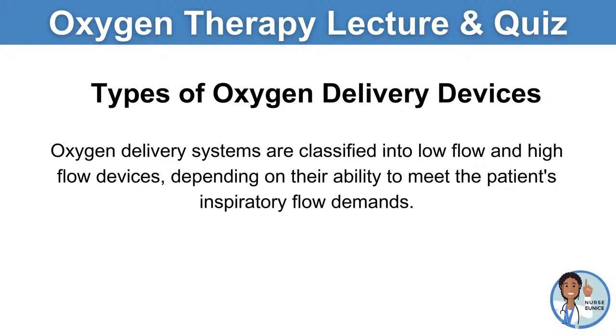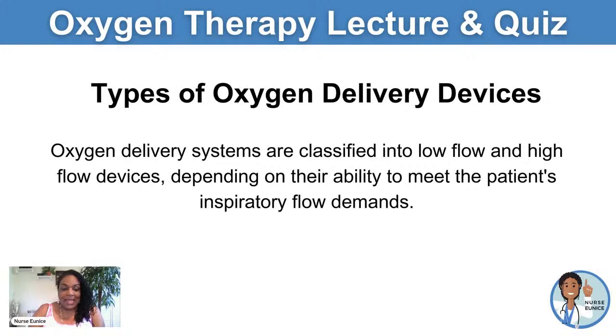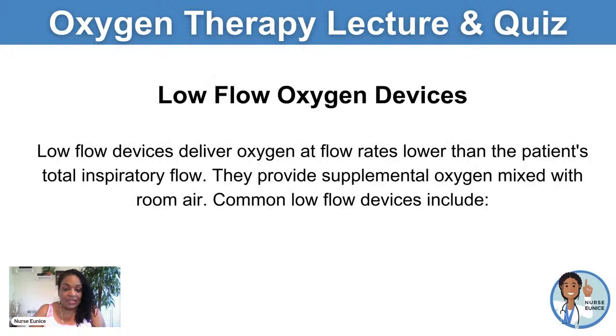So, types of different oxygen delivery devices. Oxygen delivery systems are classified into low flow and high flow devices, depending on their ability to meet the patient's inspiratory flow demands. So how much help do you need? Do you need extra oxygen, or do you need more ventilation, more assistance whenever you're breathing?